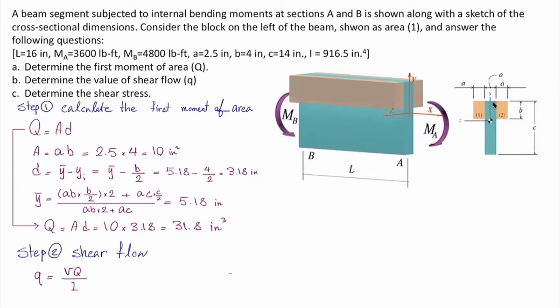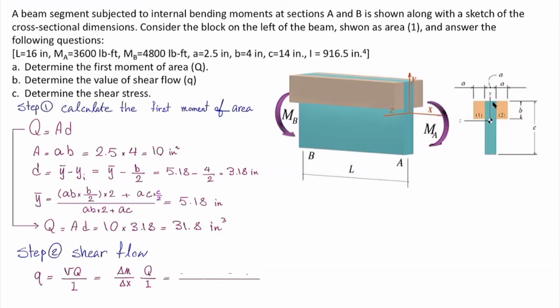There was an alternative equation for this problem, and that was V is already equal to delta M divided by delta X. So instead of V, I'm going to use delta M divided by delta X multiplied by Q divided by I. Okay, now I'm going to plug in the values.